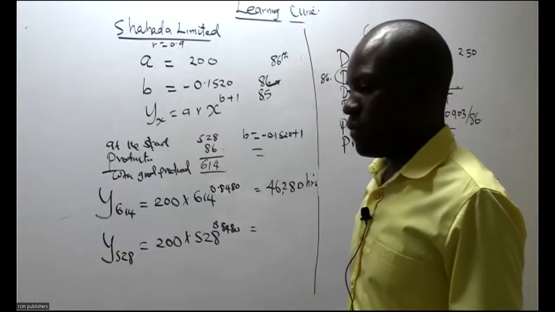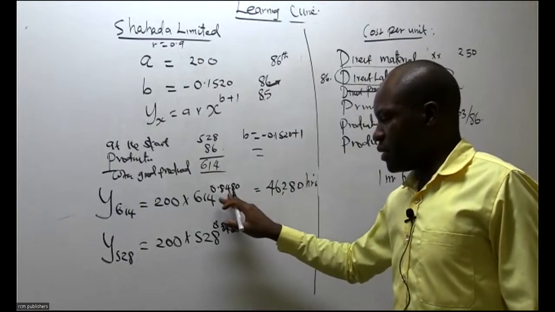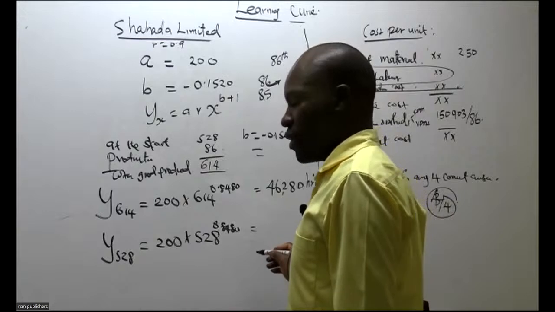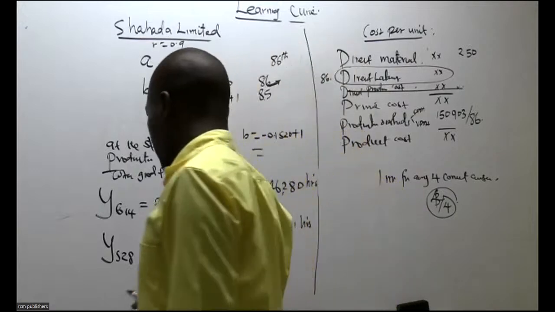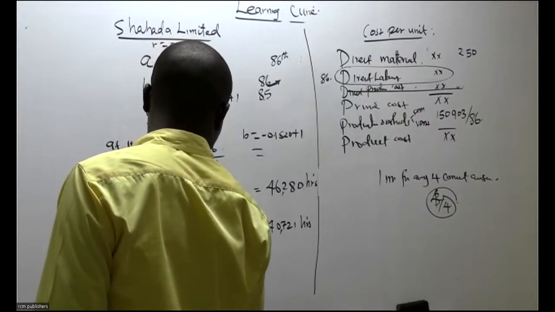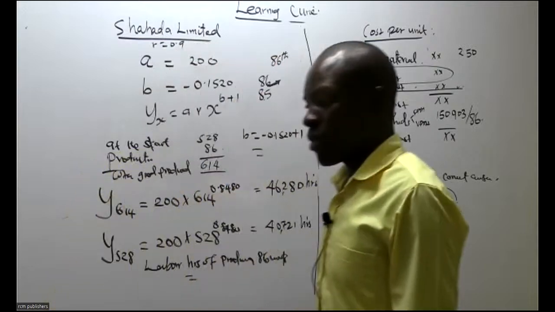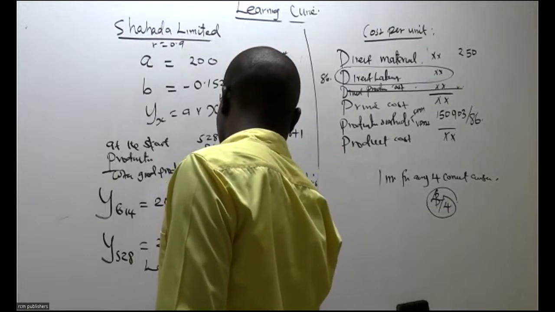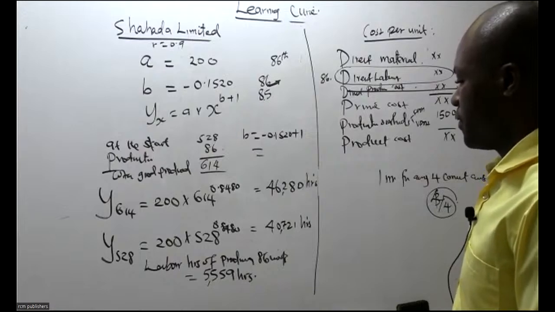Let's go to the second one, 528. You just take 528 raised to the same power, 0.8480, times 200. You get 721 hours. Then the labor hours of producing 86 units during the period is 559 hours. Good.